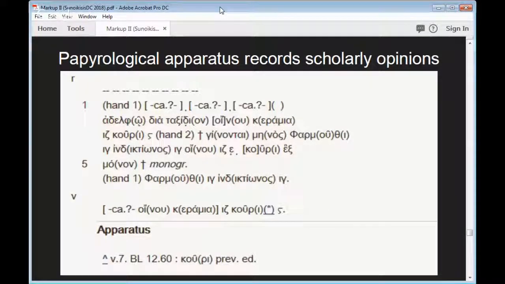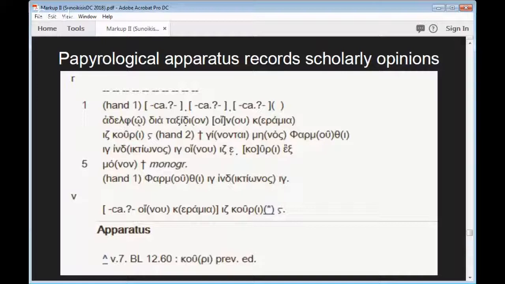So here's an example of a short papyrus entry. I don't remember which one it is. It's just something I plucked at random. Where you can see on the verso line 7, or it's called line 7 of the text because there are 6 lines on the recto, but the last word of that line before the number, in the text you have Kuri, and in the Apparatus Criticals it says BL 1260 and Kuri Prev Ed. Kuri slightly differently marked out.